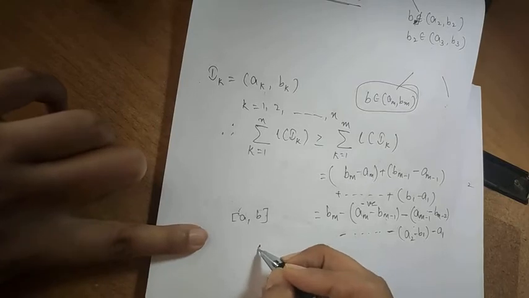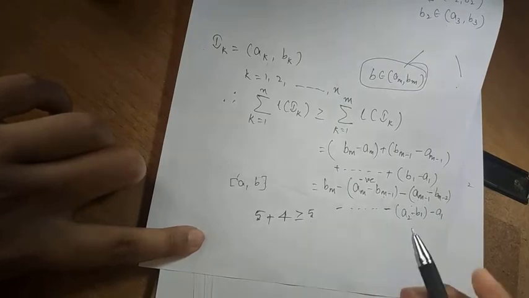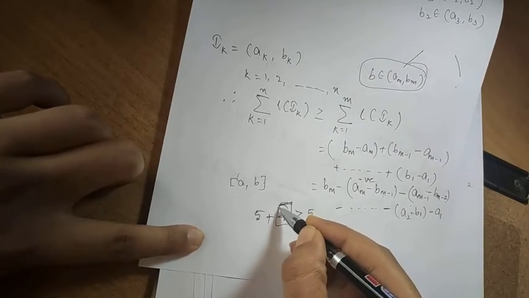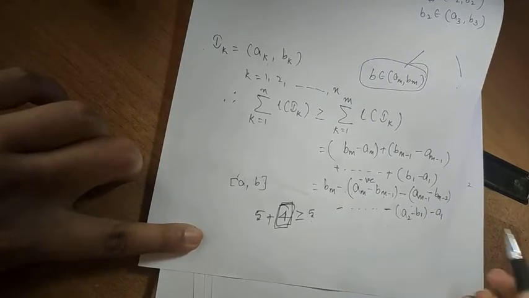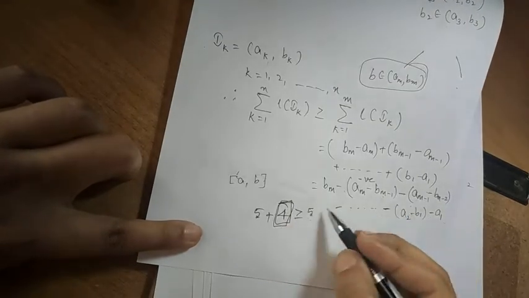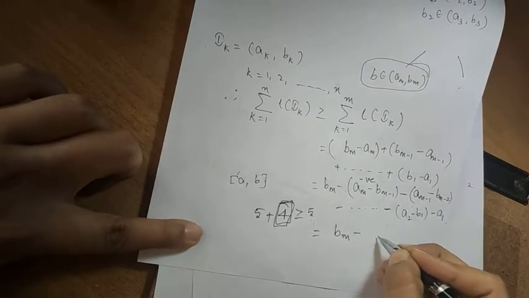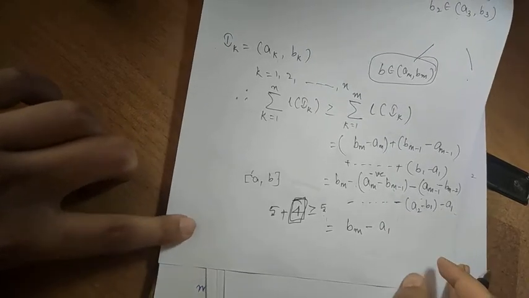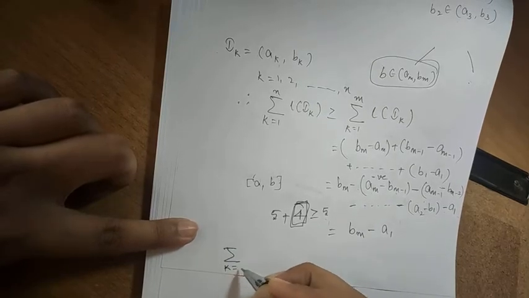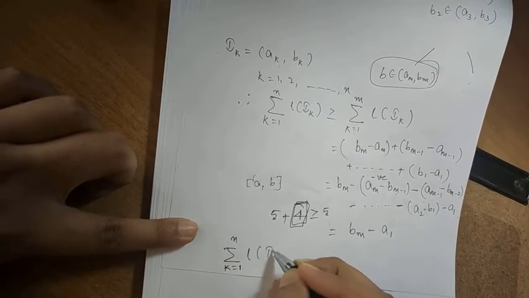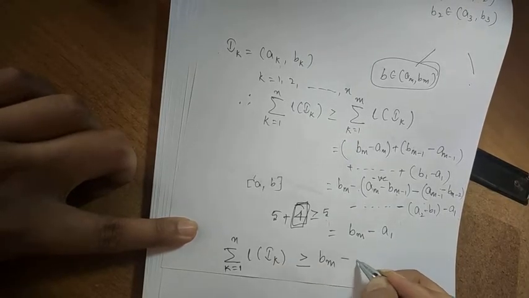It is like saying 5 plus 4 is greater than or equal to 5. This is true, so I am excluding this part. In the same way, bm plus all these positive quantities minus a1 comes. I will exclude this part and write it as bm minus a1. That is nothing but summation k is equal to 1 to n length of Ik is greater than or equal to bm minus a1.